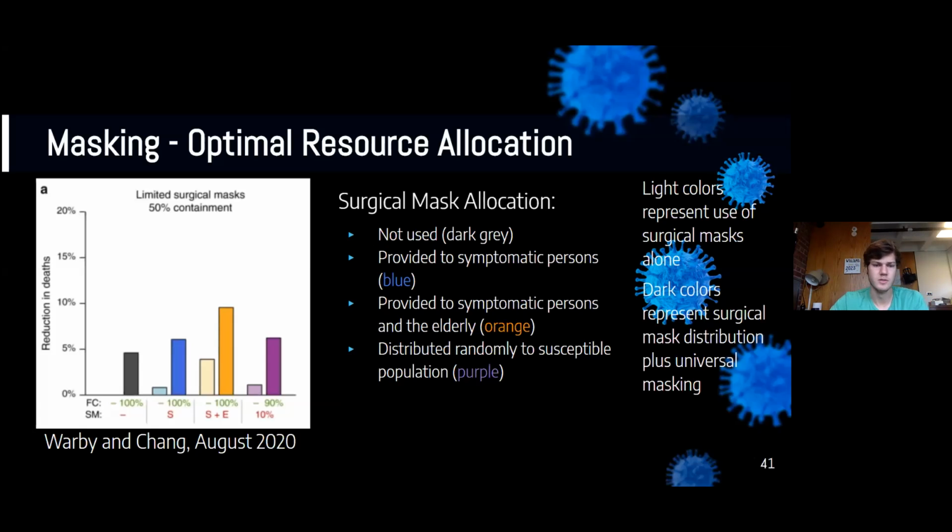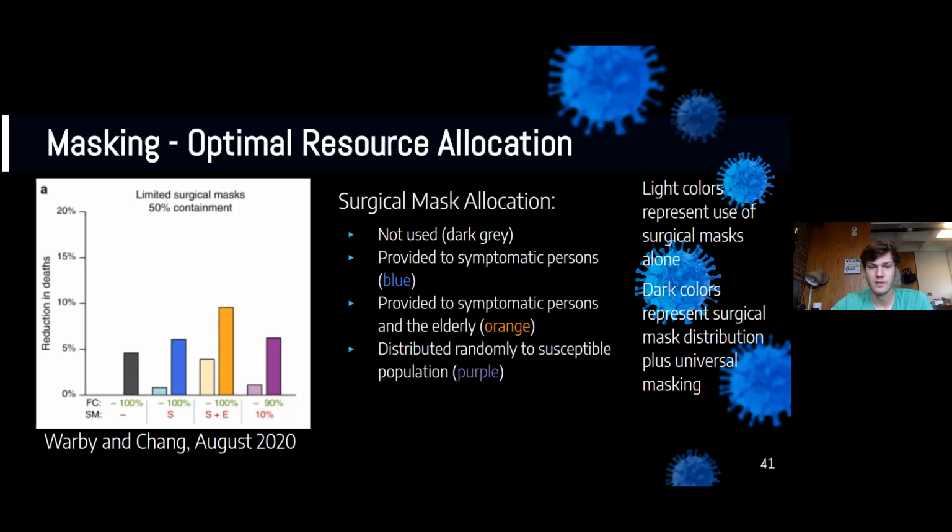And you see these bars here for the different categories. There's a light color bar and a dark color bar for each category, and those correspond with the light colored bars just using the surgical mask distribution, whereas the dark bars are using the mask distribution in conjunction with universal masking, which is the public using cotton masks and homemade masks and stuff like that to cover themselves when they don't have a surgical mask.